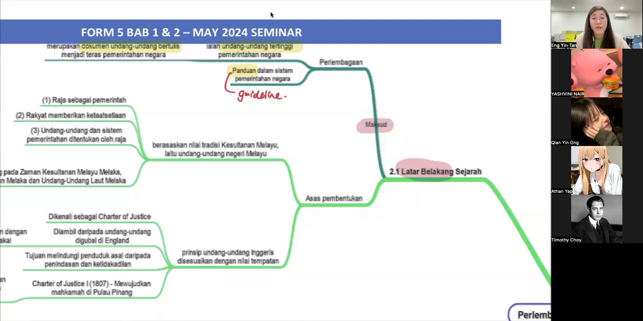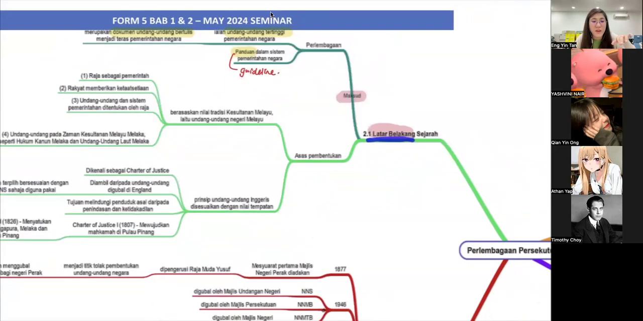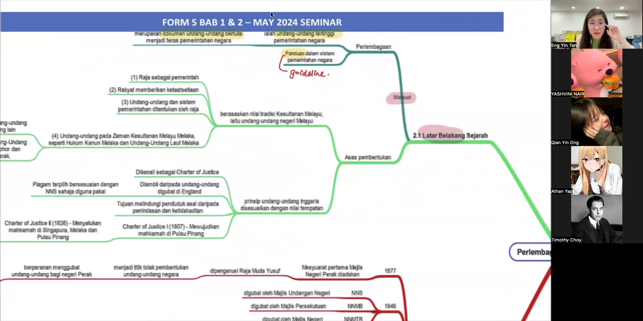So this law is not just for the citizen, like you and I. It's also for the government leaders, pembesar, Perdana Menteri, or the Menteri, Jemaah Menteri to follow. So menjadi panduan dalam sistem pemerintahan negara. So if they ask you the maksud, okay, then you give me this. Sometimes they ask specifically, so you need to look carefully first.